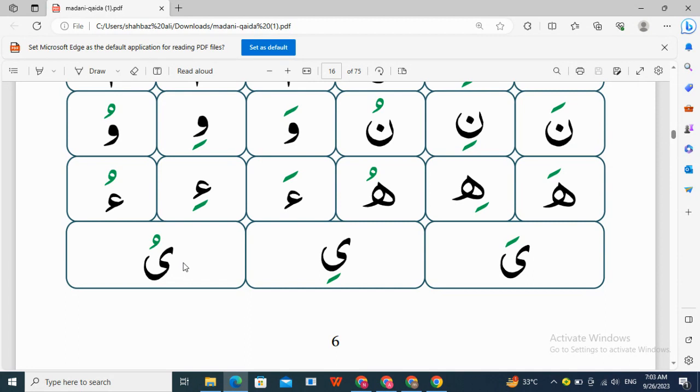And this lesson is completed. If you have any queries, confusion or questions regarding these letters, you may ask, and inshallah I will give a positive response to everyone.